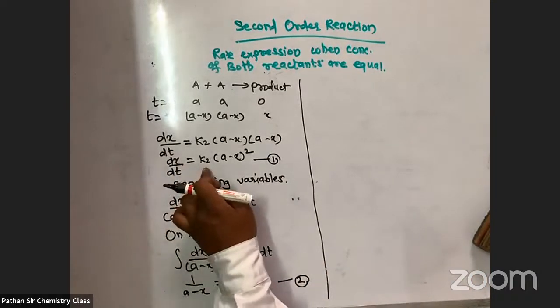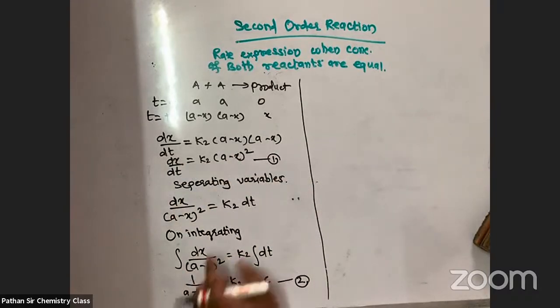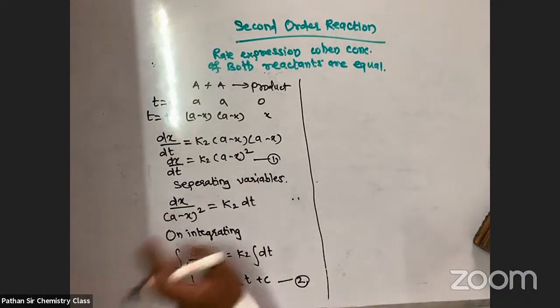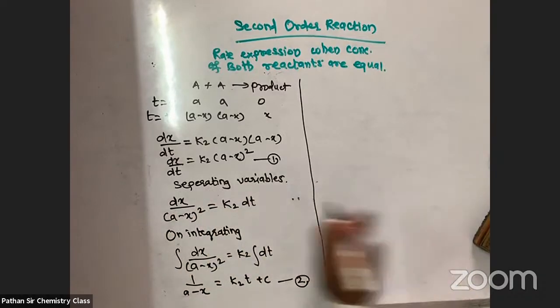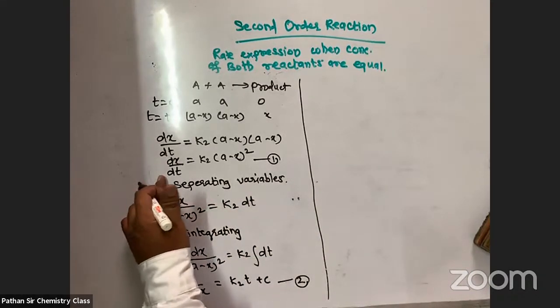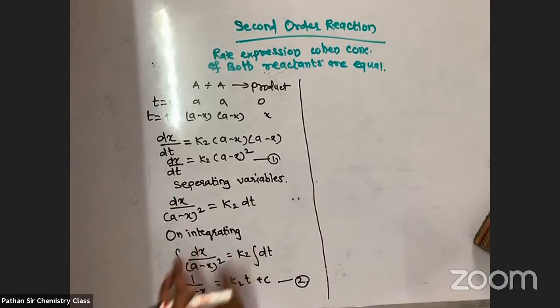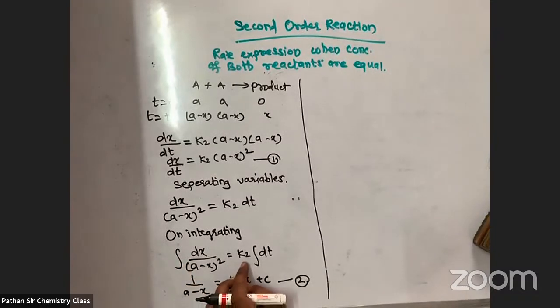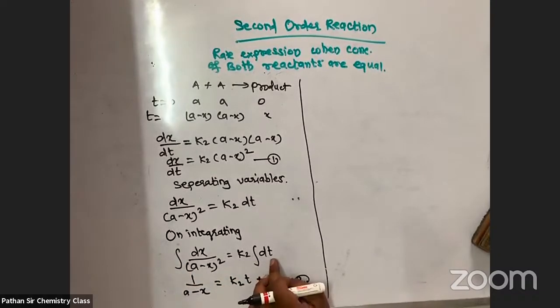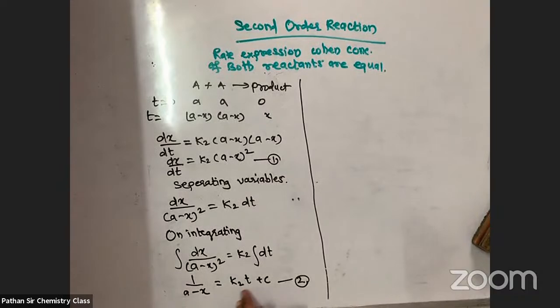dx upon dt is equal to k2 into (a minus x) square. Separating variables, the x terms on one side, the dt terms on the other side; there are two variables, x and t. So separating those, then on integration, integration of dx upon (a minus x) square is equal to k2 into integration of dt. Therefore its integration gives 1 upon a minus x is equal to k2t plus c, where this c is the integration constant.